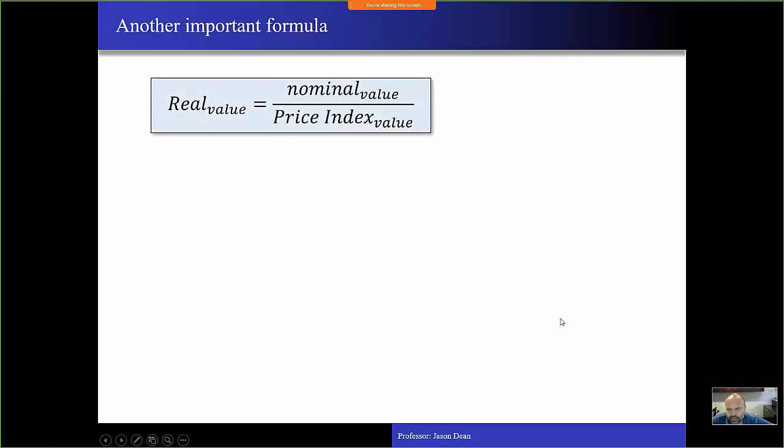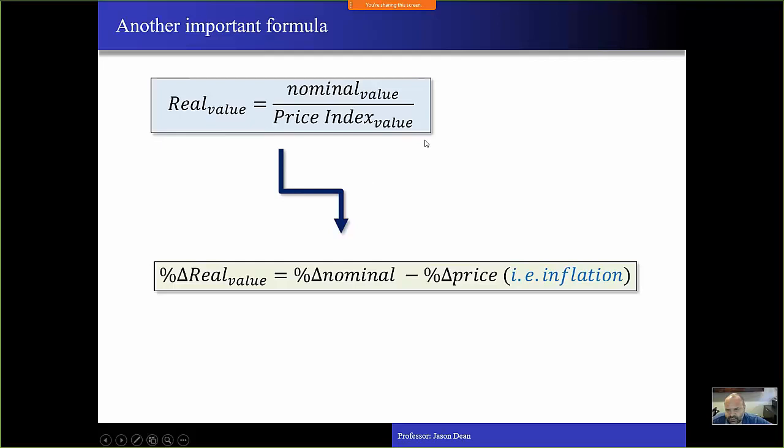Okay? There's another important formula that you should know. Basically, it's just this formula here. We'll keep it simple: the real value is the nominal over the price index in a particular year. So when we're doing this, we're converting it to whatever year the price index base year is. We can rewrite this. If you know calculus, you would take ln of both sides, and then totally differentiate it, and anyways, you can convert this into this formula here.